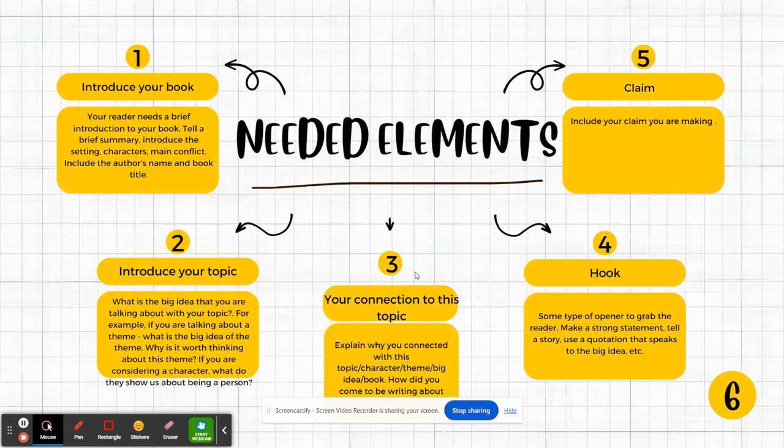So I want you to include your connection with this topic. Why did you choose to write about this? What's the story of how you came to read this book, how you came to choose this topic, etc. So you can think about why you connected with this character in particular, or why you chose to write about the emotion that you did, or why you chose to do the outside research that you did, or why you thought it was worthwhile to focus on the theme of this book.